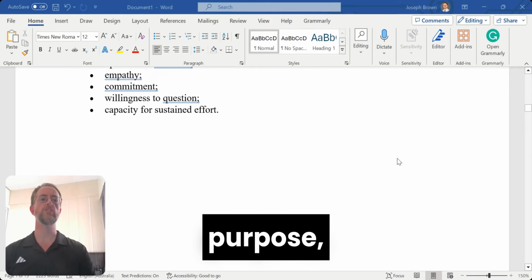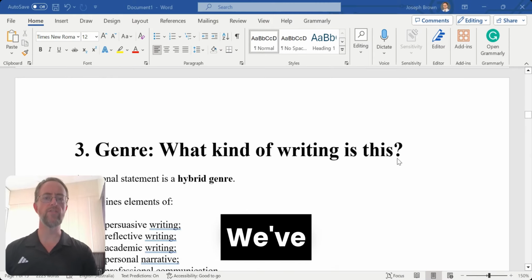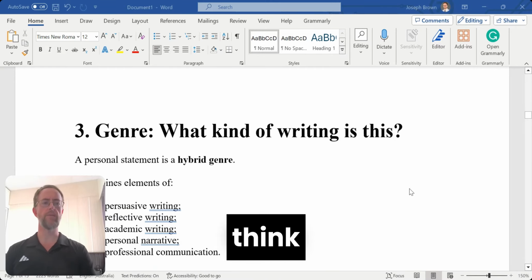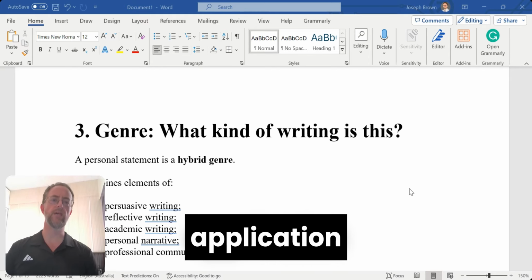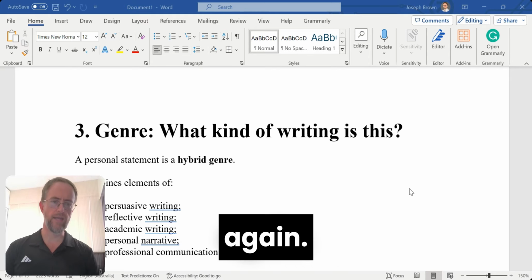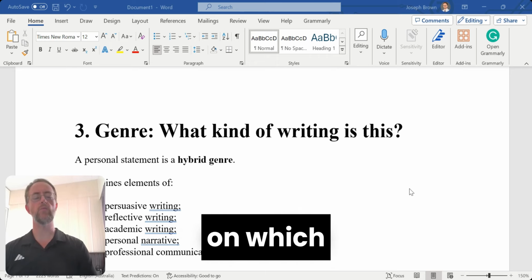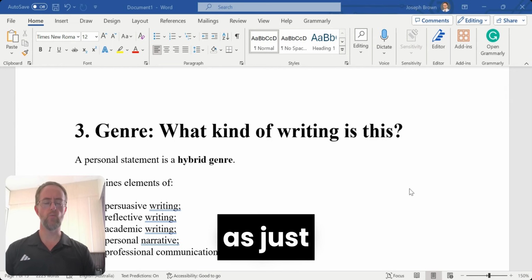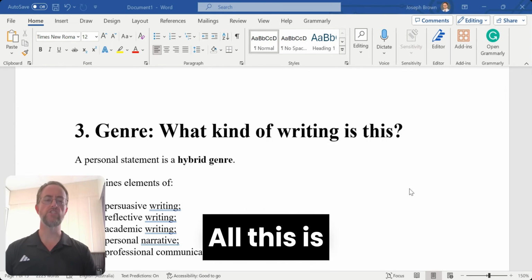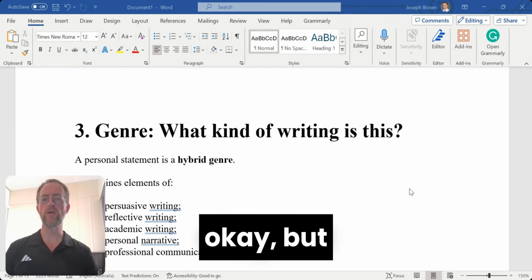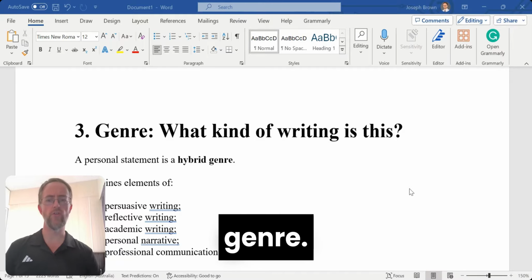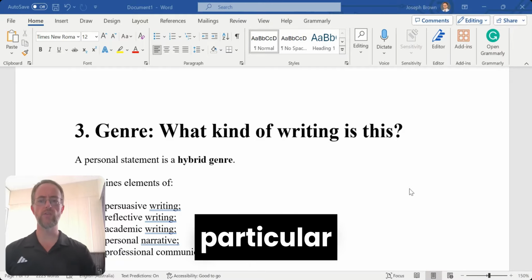We know our purpose. We know our audience. We've thought about how we're going to position them. Now we're going to think about writing this application letter. Again, it's going to be different depending on which application you're doing. So don't take this as just a one thing fits all. This is general advice. Okay, but generally, a personal statement is a hybrid genre. It is not one particular thing.